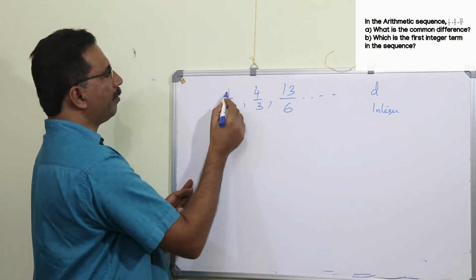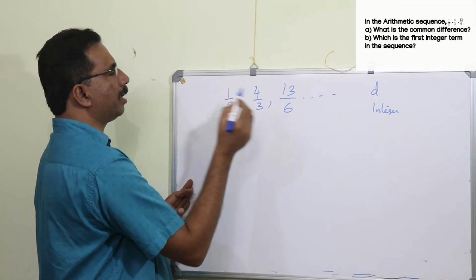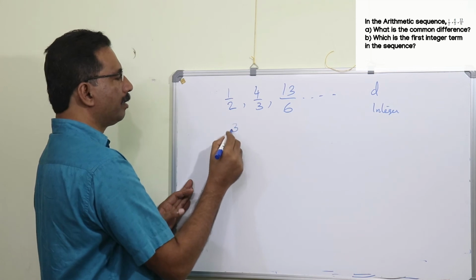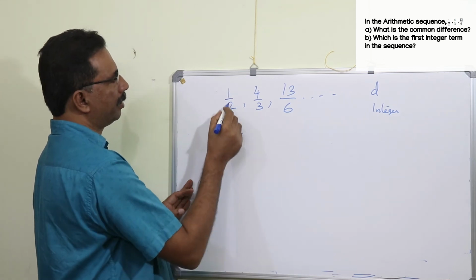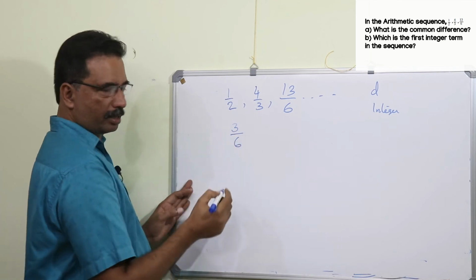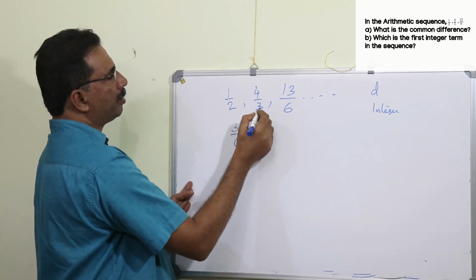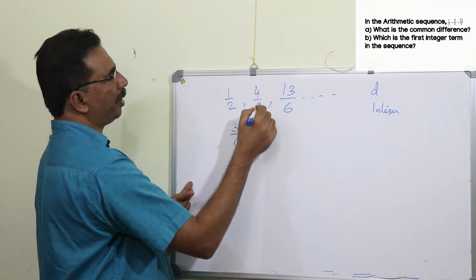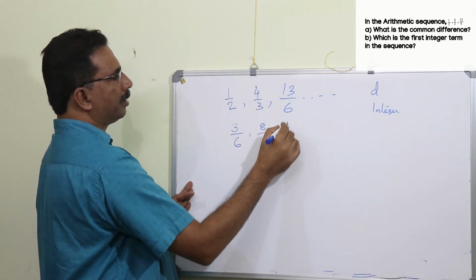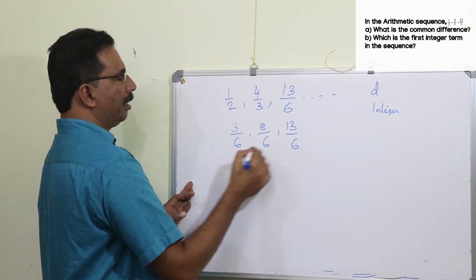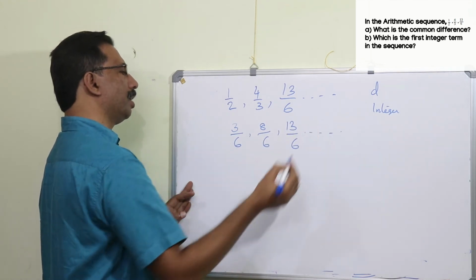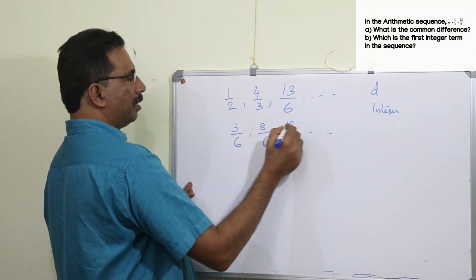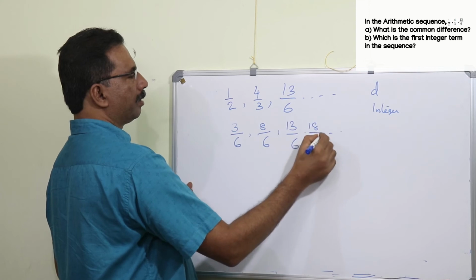How can we write 1 by 2 with the denominator 6? It is 3 by 6. 1 by 2 is equal to 3 by 6. Next one, what is 8 by 6? 8 by 6. Right? 13 by 6. Now we can extend this sequence. Consider the next term, 18 by 6.